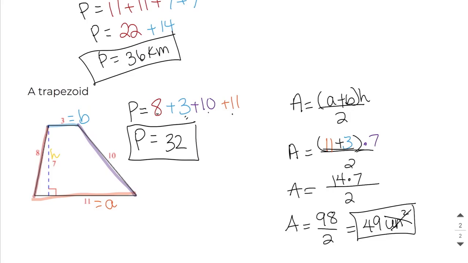And then 14 times 7 is 98. Divide that by 2, and I end up getting 49. So we can say the area for this is 49 units squared. We don't have to have the units squared there, but it's better if you do have it.